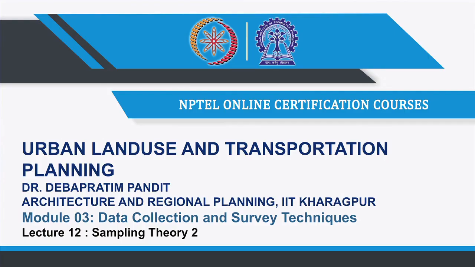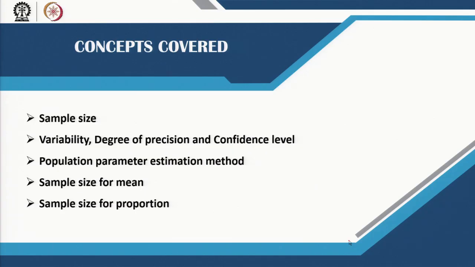Welcome back. In lecture 12, we will cover sampling theory part 2. The concepts that will be covered in this lecture are sample size, variability of population, degree of precision and confidence level, and the population parameter estimation method, and within that, sample size for mean and sample size for proportion.